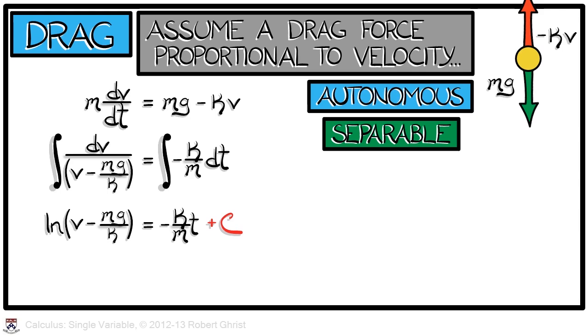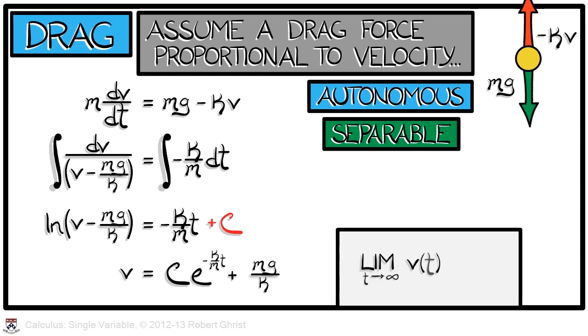Now, to solve for v, what do we do? We exponentiate both sides. On the left, we have v minus mg over kappa. On the right, we have e to the negative kappa over m times t, times e to the constant of integration. We're just going to call that a new constant with the same name, c. Now, solving for v, what do we have? v is c times e to the negative kappa over m t plus mg over kappa.